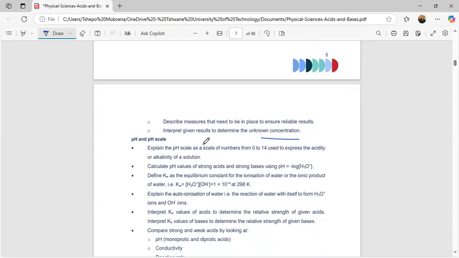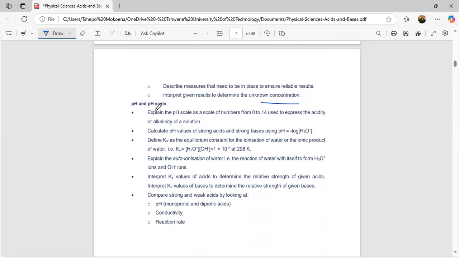Sometimes we will be given the experiment results and we just need to interpret them. Obviously, you can't do the experiment unless you do it in class. And then the pH and the pH scale, we're going to have to explain the pH where we use the equations. Now, this is more of calculating, the formula that we use to calculate the pH or the pOH. We use hydrogen ions, and when we want to calculate the pOH, we use hydroxide ions. You will see that when we perform the calculation.